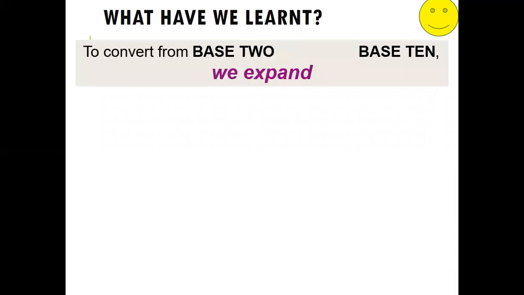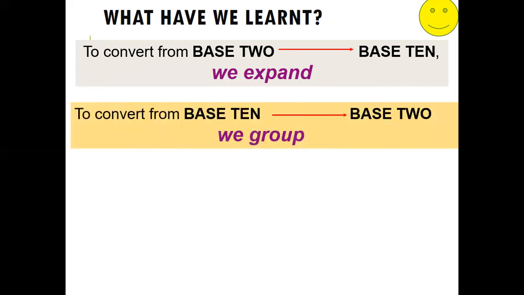Number one, to convert from base 2 to base 10, you expand. Or if you even want to convert from any other base apart from base 2 to base 10, the way to do that is to expand. Then to convert from base 10 to base 2, or in fact to any other base apart from base 2, you group. We group, and when I say group, we use the base we're going to for the grouping. So if I'm going to base 2, I group in 2s. If I'm going to base 6, I group in 6s. If I'm going to base 5, I group in 5s, and so on and so forth. It's a very easy concept when you know that the two key things are expansion and grouping.